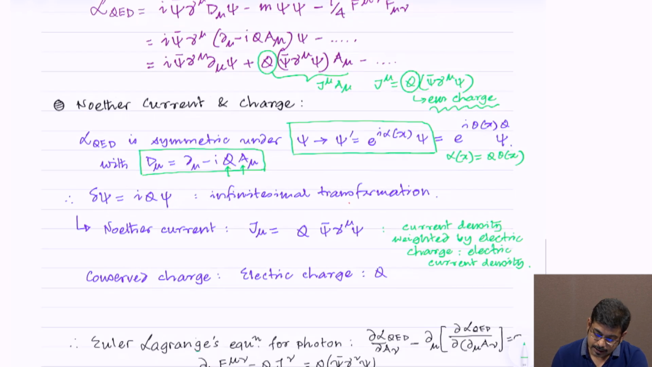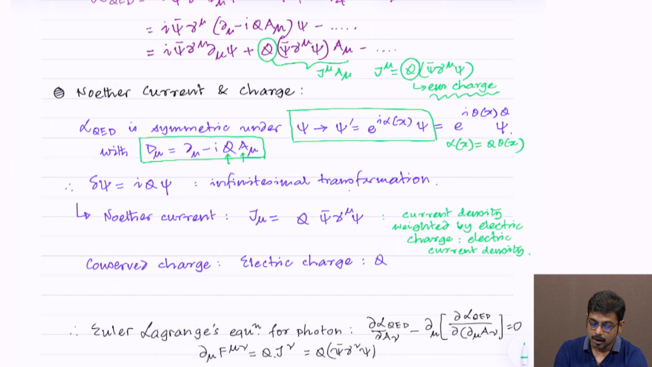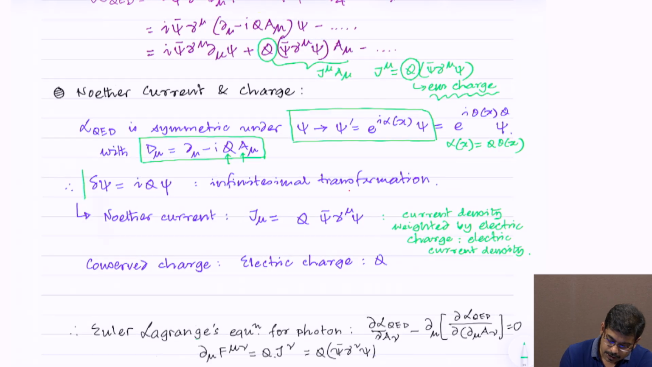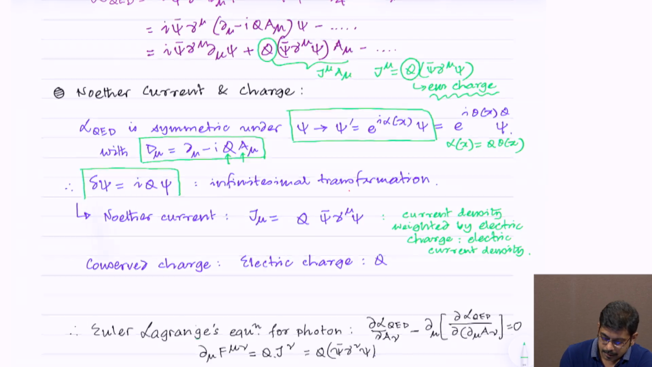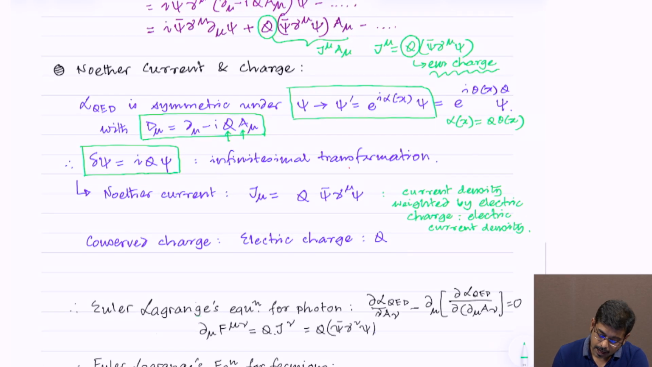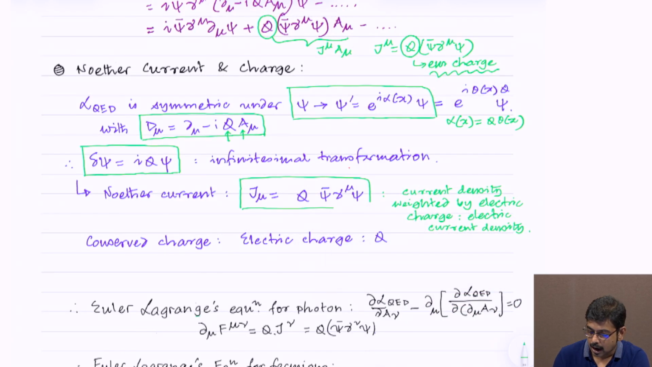So you can say that this infinitesimal transformation which keeps the Lagrangian invariant is essentially delta psi, which is i q psi, right? This is what the proportionality is, and this basically confers that the conserved Noether current for this symmetry is nothing but q times psi bar gamma mu psi.